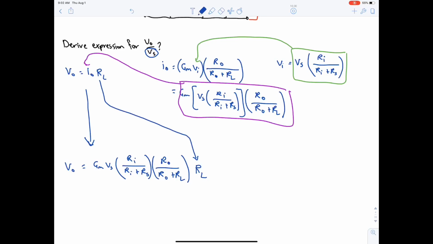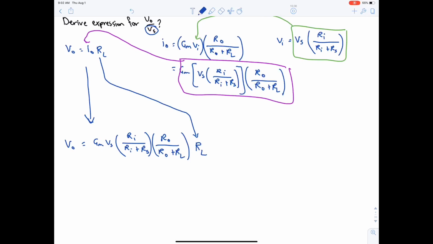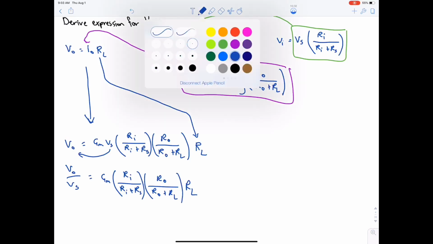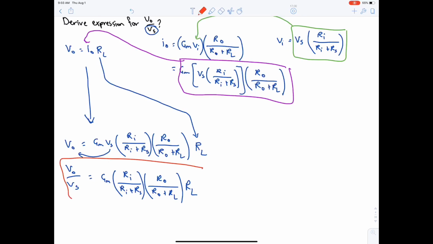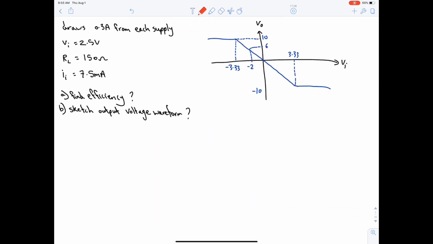Okay, now we need V output over VS, so you have to take this down. So the answer will be GM RI over RI plus RS multiplied by RO over RO plus RL multiplied by RL. This is the final answer. Okay, it's simple. Next.